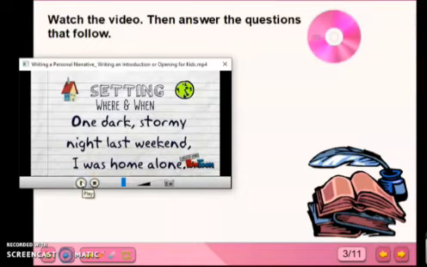He's giving you an example, like: one dark stormy night last weekend I was home alone. So this is similar to the homework that is required from you to do. So here the place is in the home, and the time is at night last weekend.